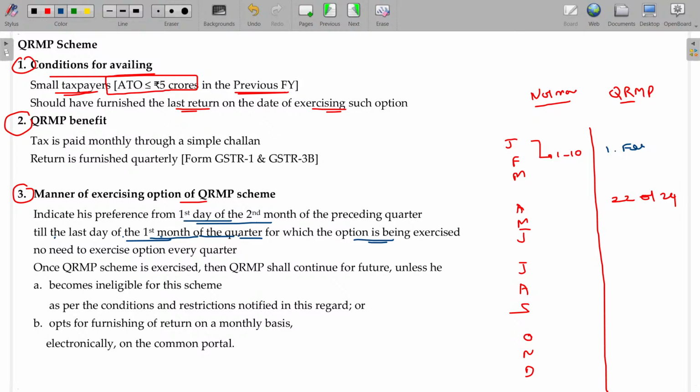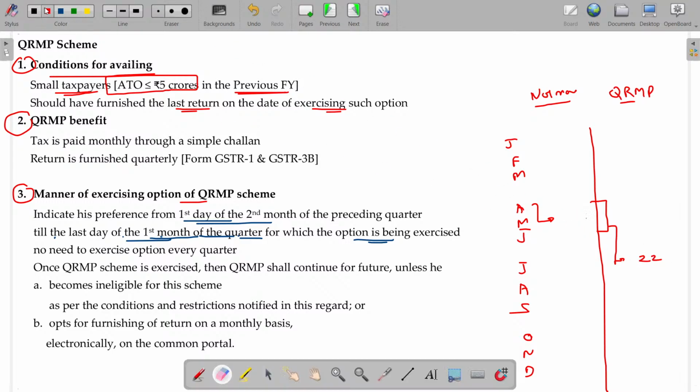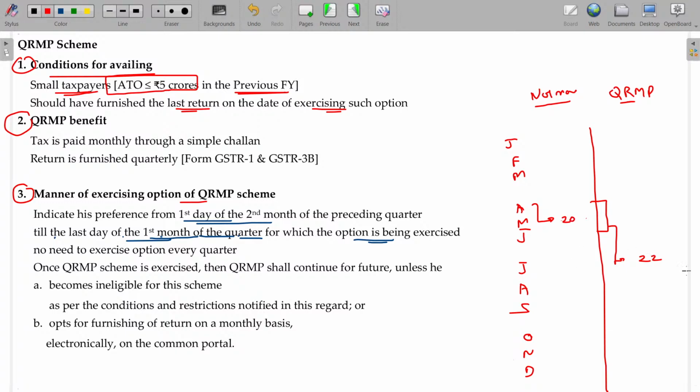First day of the second month of the preceding quarter. Okay, once again, I'll make this way. Usually this will be filed here. April will be filed in 1st to 10th. In case of QRMP, for this quarter, you have to file only on July 22nd or 24th.